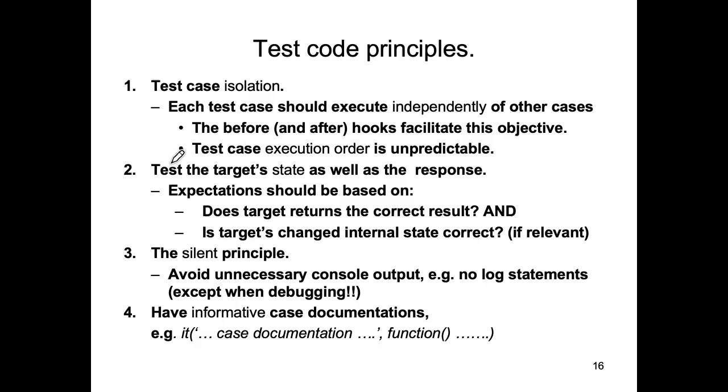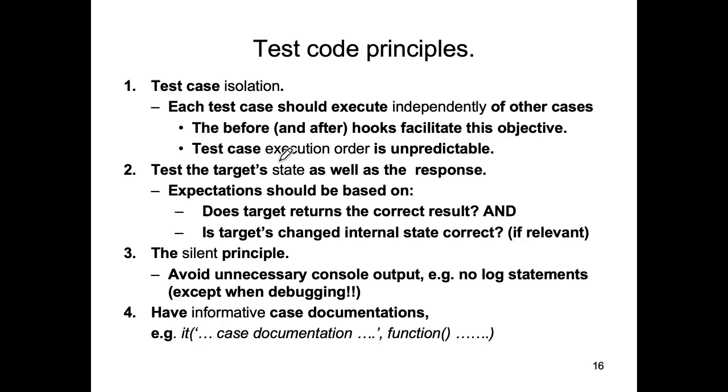Principle number 2, test the target's state. This is something that catches people quite a lot. If we think about just testing a method of a class, clearly in your test case you are going to be making statements about what you expect the result returned by the method should be. That's obvious. But if the method that you're testing makes some change to the internal state of the target object, then you should check in your test code as well that that state change did actually occur.